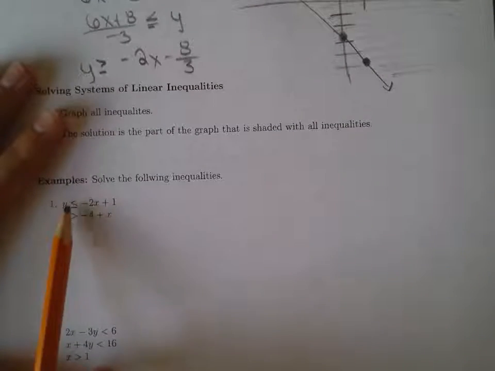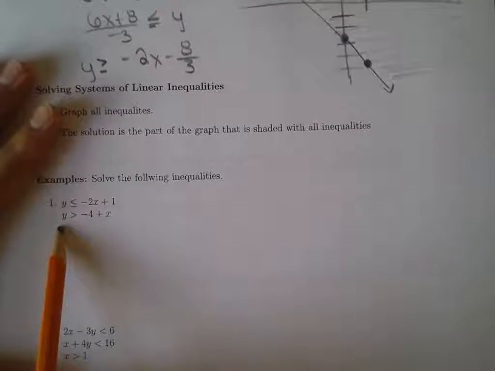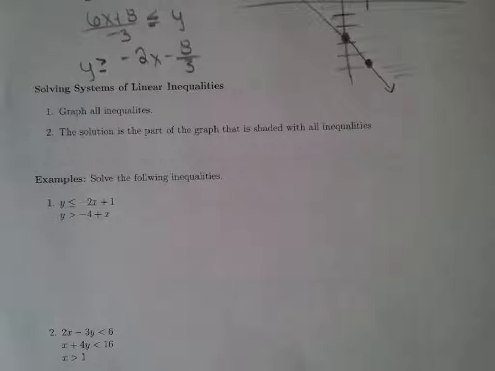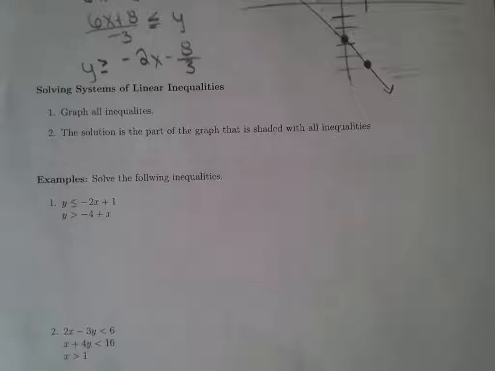So we're going to graph both of these in this example. We're going to do our shading, and where the shading intersects, that's our solution. So we actually have a solution set. For equations, we had 1 point as our solution. For this, we have a solution set, so you have an infinite amount of solutions.